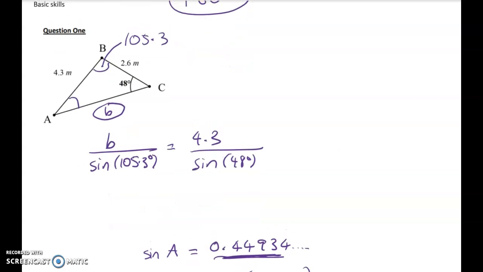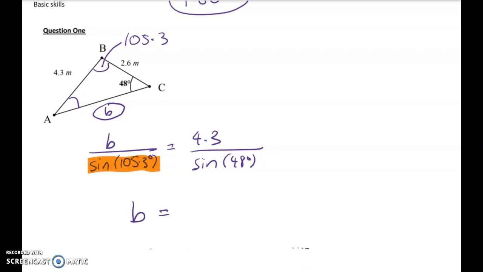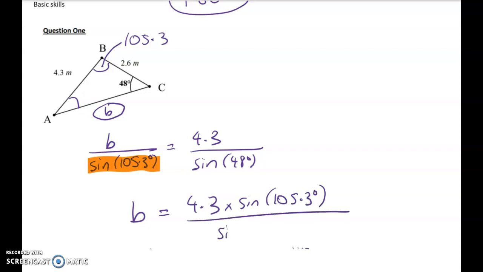To rearrange this, I need to multiply both sides by this. So we're going to times both sides by this, and we get B is equal to 4.3 times sine of 105.3 degrees over sine of 48 degrees. That gives me 5.5811 blah blah blah meters.